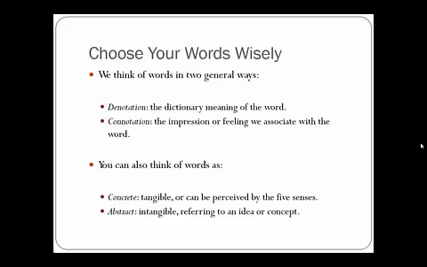You can also think of words in terms of concrete or abstract. Something that is concrete is tangible, that is, it can be perceived by the 5 senses, much like concrete, the substance used for constructing buildings and roads. Abstract is intangible and refers to an idea or concept. For instance, we use the word consciousness in an abstract sense. These differences in meaning are why it is important for writers to choose their words wisely.